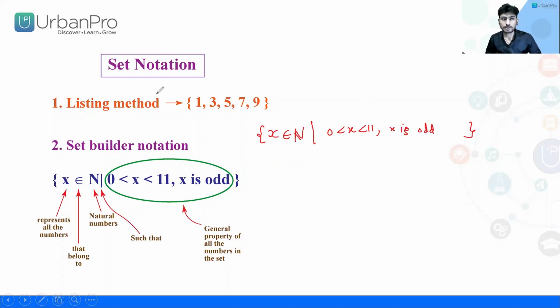Listen, set builder form is divided into 2 parts. Okay, first this part and second is this part. So in the first part you will write a form of element, means all the elements are of the form of x. Okay, x can be any variable. It can be number, it can be alphabet, and x belongs to natural number.